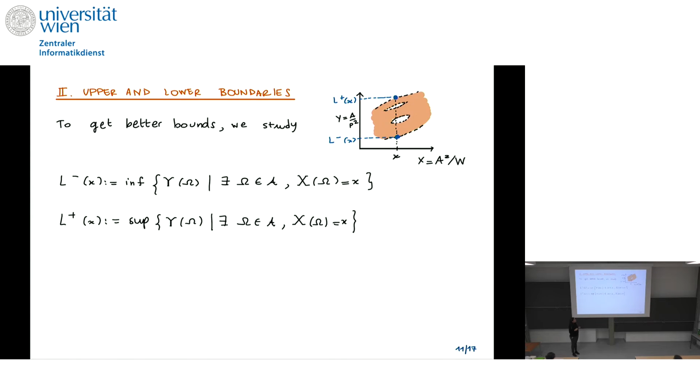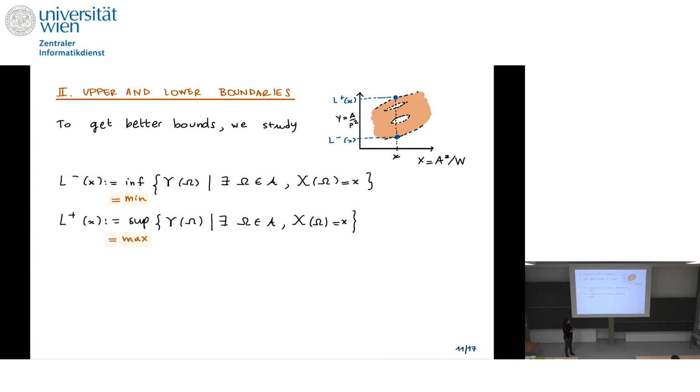These two values we define as L minus of x and L plus of x. So they are the infimum and supremum of the y coordinate, computed over admissible sets which have a given coordinate capital X, small x. In other words, it is equivalent to minimizing and maximizing the perimeter when the area and W are fixed.